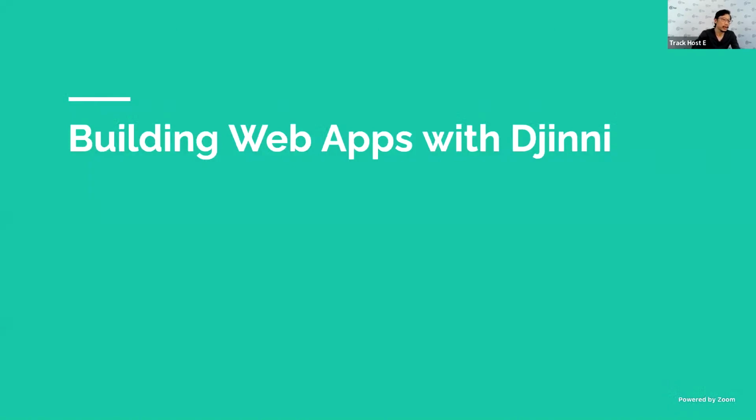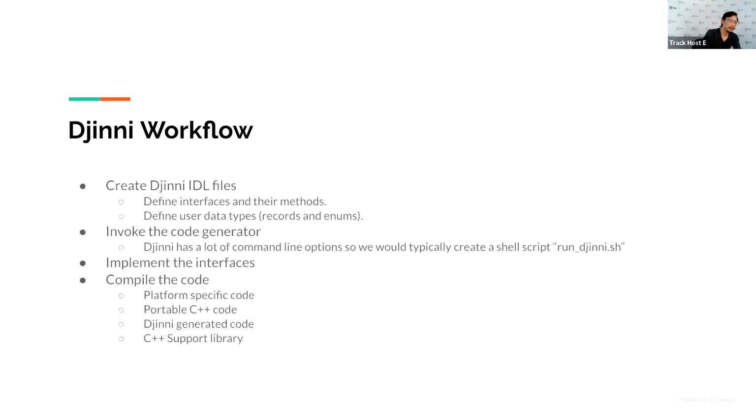So next we're going to talk about building web apps with Djinni. The Djinni workflow is like this. First, you create some IDL files. You define your interfaces and their methods in these IDL files. You can also define user data types, mainly records and enums. Records are data, and enums are just symbols for numbers.